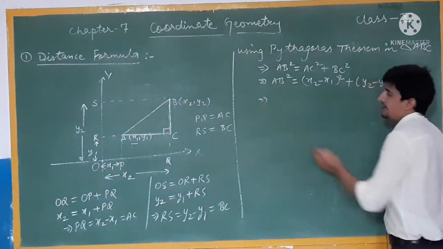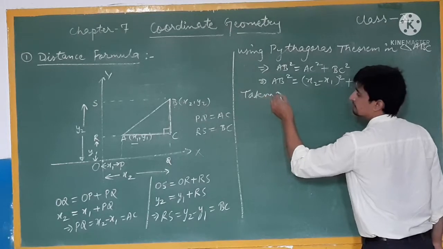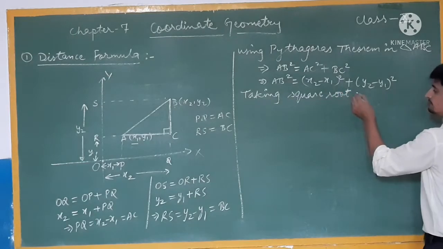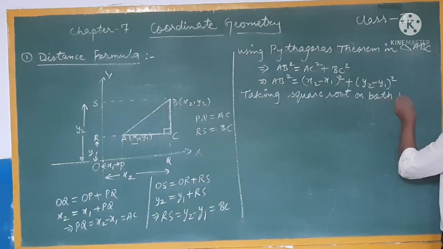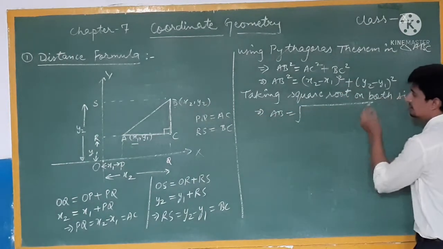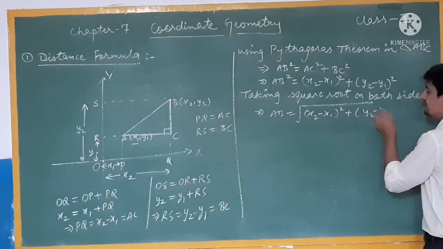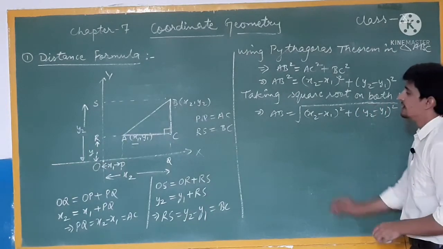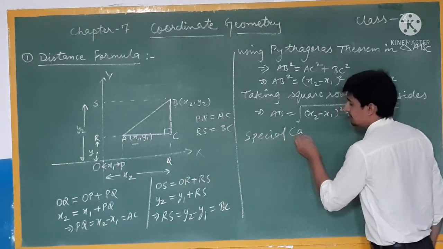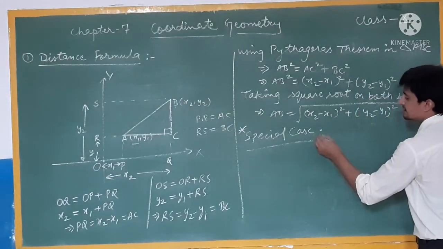Understood? Now taking square root on both sides. Okay, now I have AB is equal to root over x2 minus x1 whole square plus y2 minus y1 whole square. Understood? In this we have one special case. What is that? Okay, look, special case. Mark it with a star, because this is important.